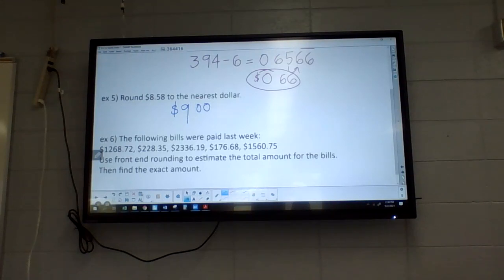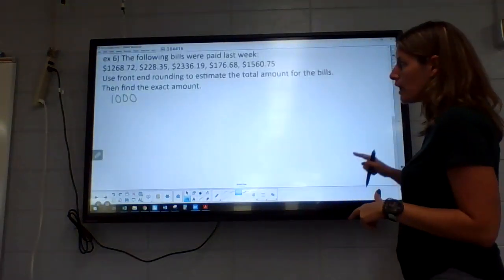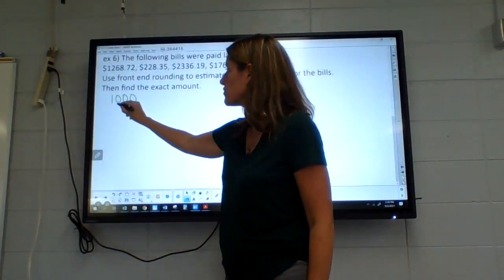The following bills were paid last week. Use front-end rounding to estimate the total amount for the bills, and then find the exact amount. So front-end rounding, remember, that's just looking at that first digit. So like 1,268, you're going to find out maybe this isn't the best type of rounding to do. It kind of depends on the problem and how it ends up. But this would be just 1,000. And then the 228 would become 200, right?